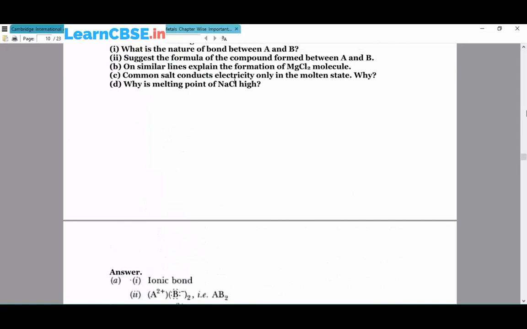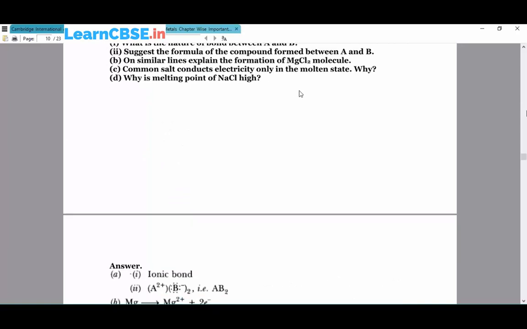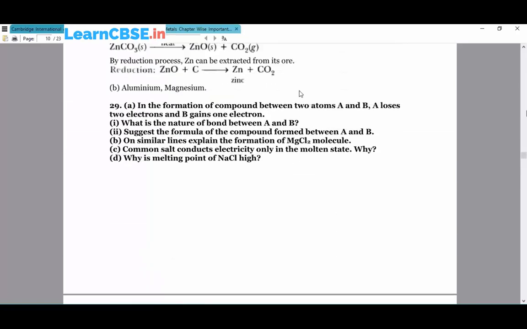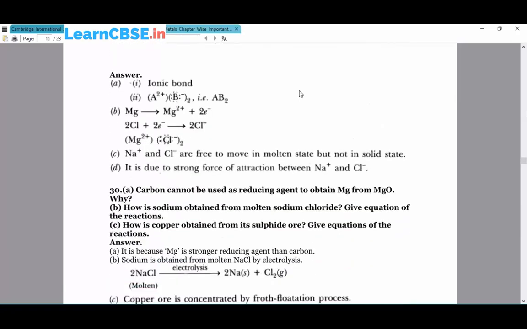Common salt conducts electricity only in the molten state. Why? Common salt is sodium chloride, which contains Na+ and Cl- ions. They are free to move in the molten state but not in the solid state. Why is the melting point of NaCl high? It is due to the strong electrostatic attraction between the Na+ and Cl- ions.